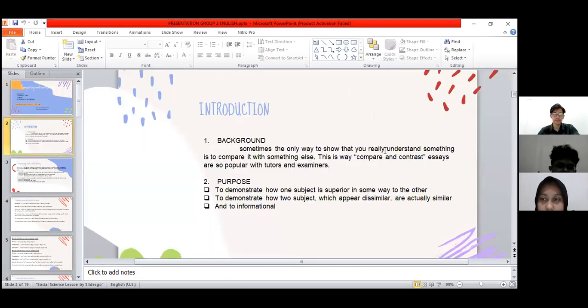Introduction. Number one, background. Sometimes the only way to show that you really understand something is to compare it with something else. This is why compare and contrast essays are so popular with tutors and examiners. Number two, purpose. To demonstrate how one subject is superior in some way to the other. To demonstrate how two subjects which appear dissimilar are actually similar. And number three is informational.